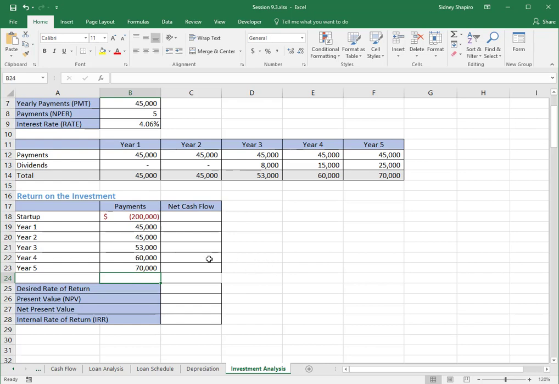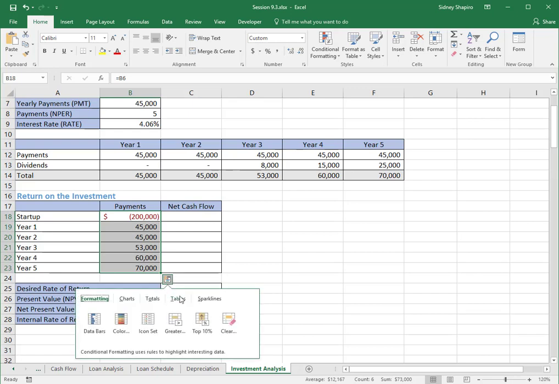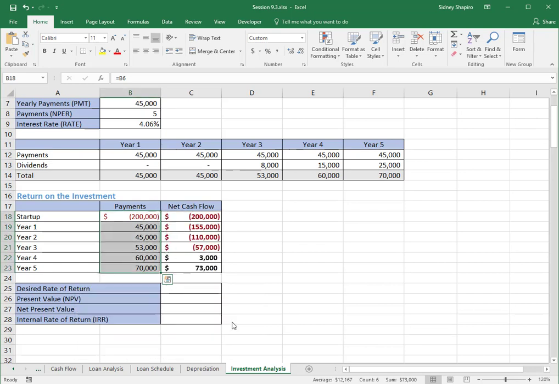Okay, so now we're going to go B18 to B23. And we're going to click on Quick Analysis. And there we go. We're going to click on Totals. And we're going to go to our running total over here. All right, now if you're using a Mac and you don't have that feature, you could figure it out manually as well, and I'll show you how to do that in a second. And basically what this is going to show you is the running total that the investors are getting back.